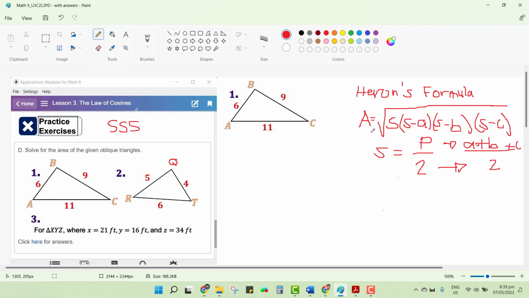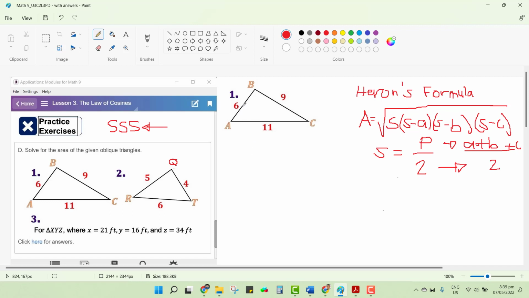If you want to know the derivation of Heron's formula, I could also show it to you if you would like to. But in this given practice exercise, we are just asked about the area of the given oblique triangles using this formula. And this formula again is only possible for SSS situations. Let's proceed to number 1.